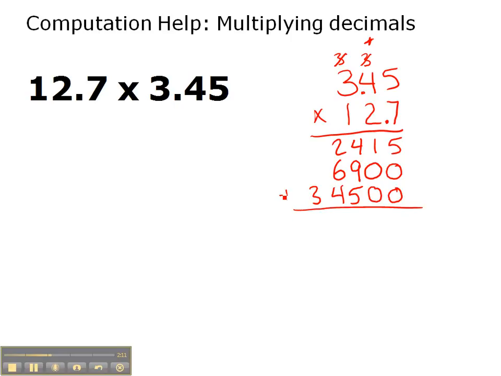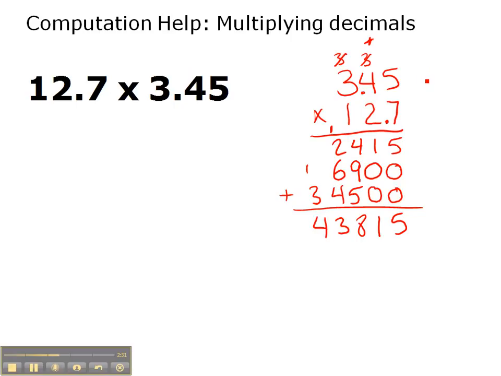We add up these numbers. 5 plus 0 is 5. 1 plus 0 is 1. 4 plus 9 is 13, plus 5 is 18. Carry the 1. 1 plus 2 is 3, plus 6 is 9, plus 4 is 13. Carry the 1. And 1 plus 3 is 4.